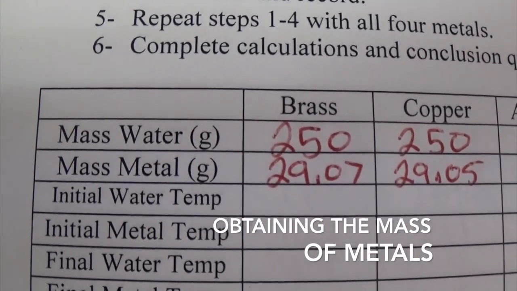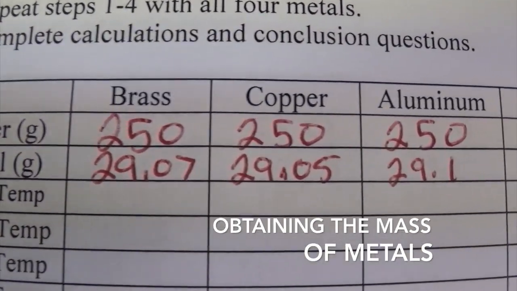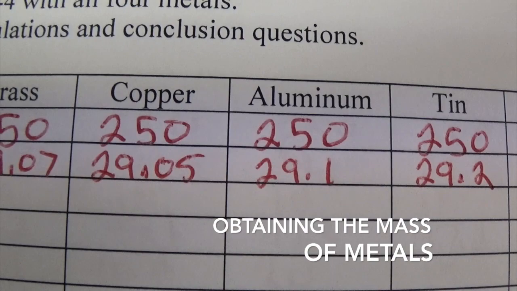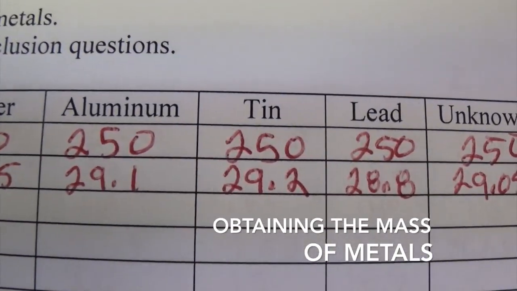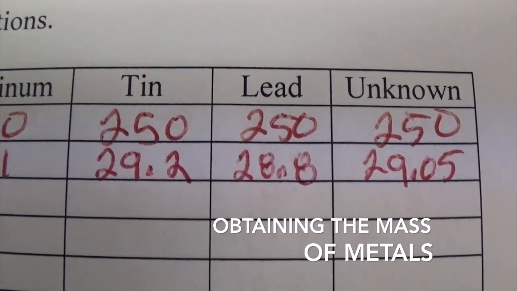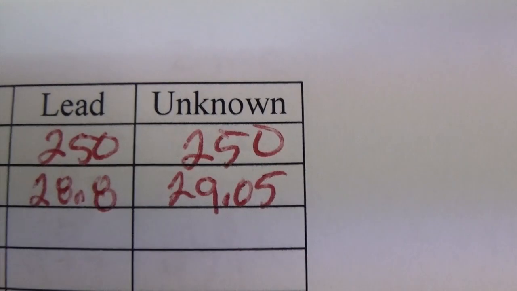Now the mass of the metal for the brass we had 29.0 grams. For the mass of the metal for the copper we had 29.05. For the aluminum we're at 29.1 grams. The tin is at 29.2 grams, the lead was 28.8 grams, and the unknown substance is 29.05 grams.